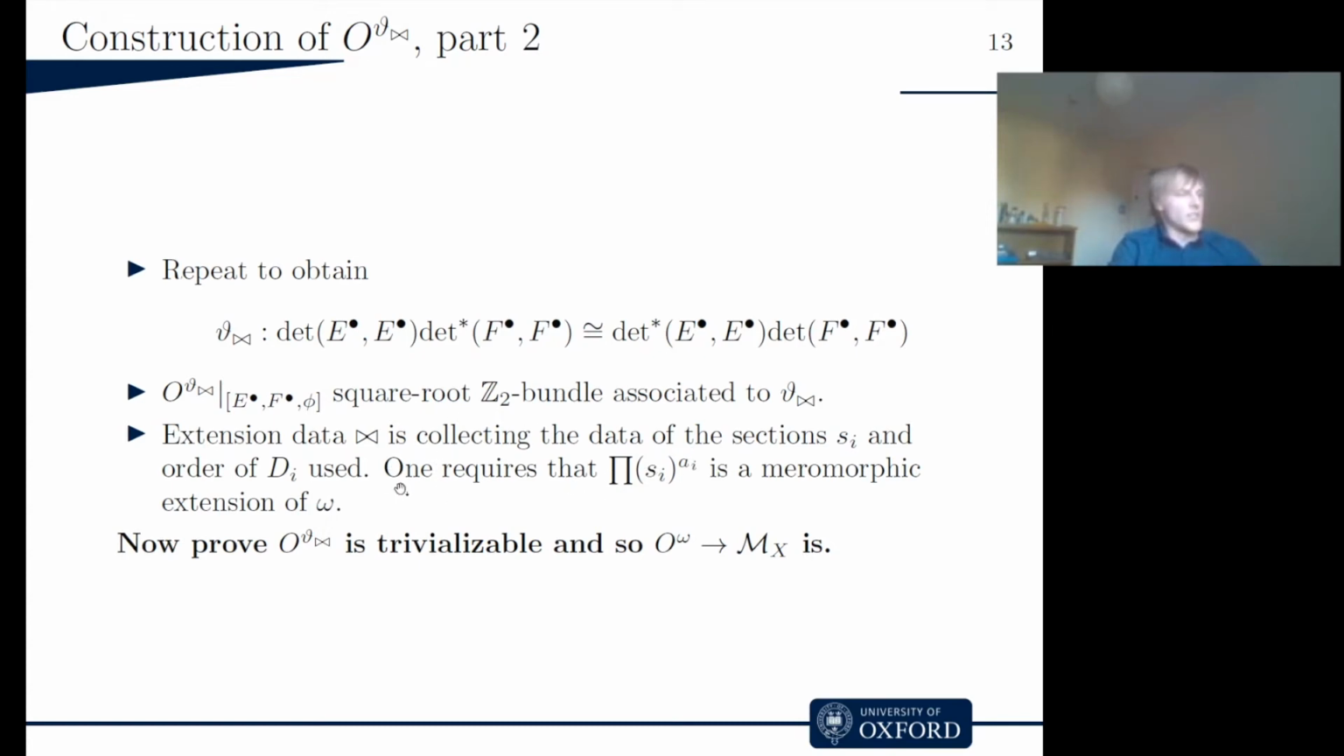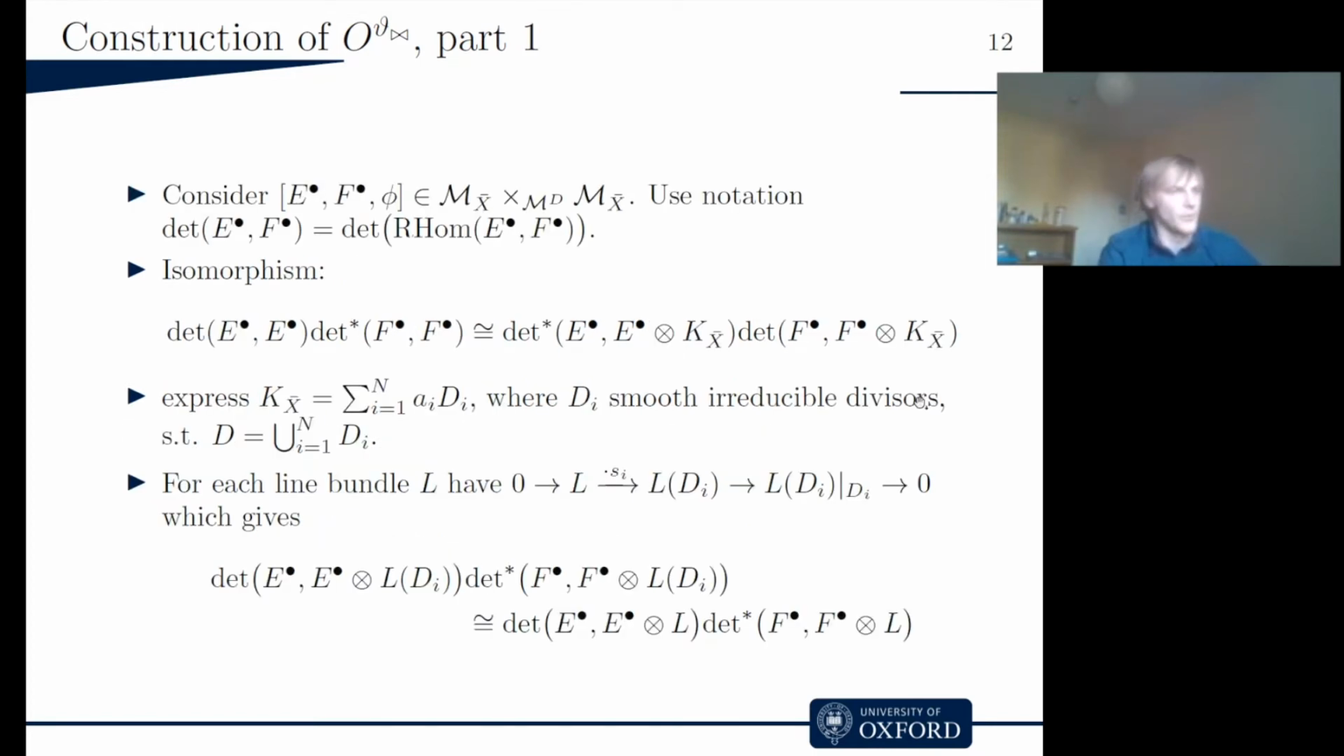And the condition for it to pull back to the orientation that you care about is that the product of these sections is a meromorphic extension of the Calabi-Yau volume form on the quasi-projective Calabi-Yau that you started with. So now we have reduced our problem to proving orientability of this Z2 bundle on a bigger stack, which is in the compact setting and therefore more approachable.